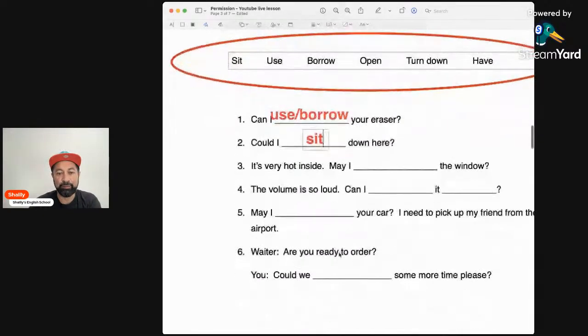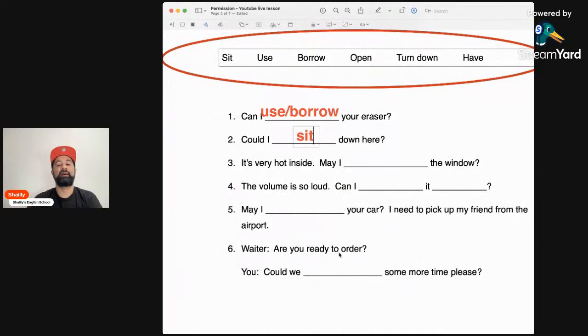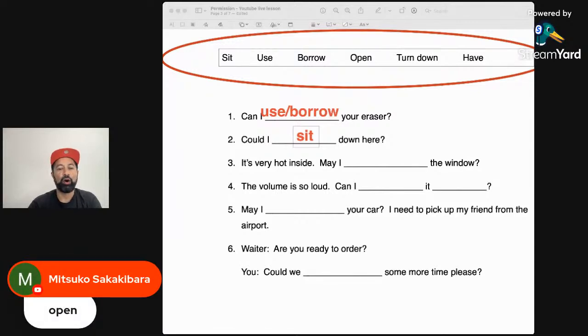Number three. It's very hot inside. May I something the window? So it's very hot. You're inside. What will you ask in this situation? Which verb will you choose? May I? All right, Mitsuko, perfect. May I open the window? That is perfect.